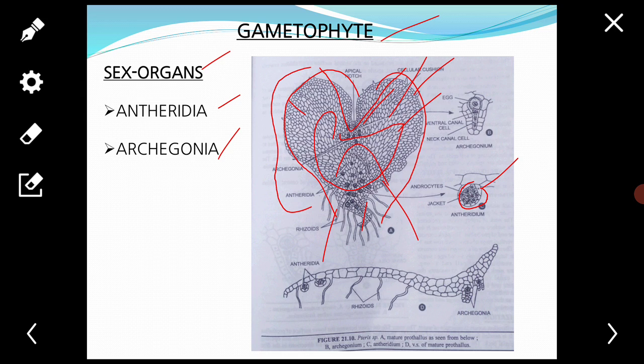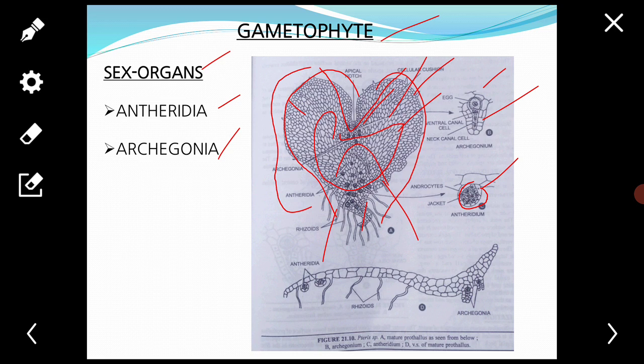The anthrozoids are spirally coiled and multiflagellated. They swim in the film of water and reach the archegonia.